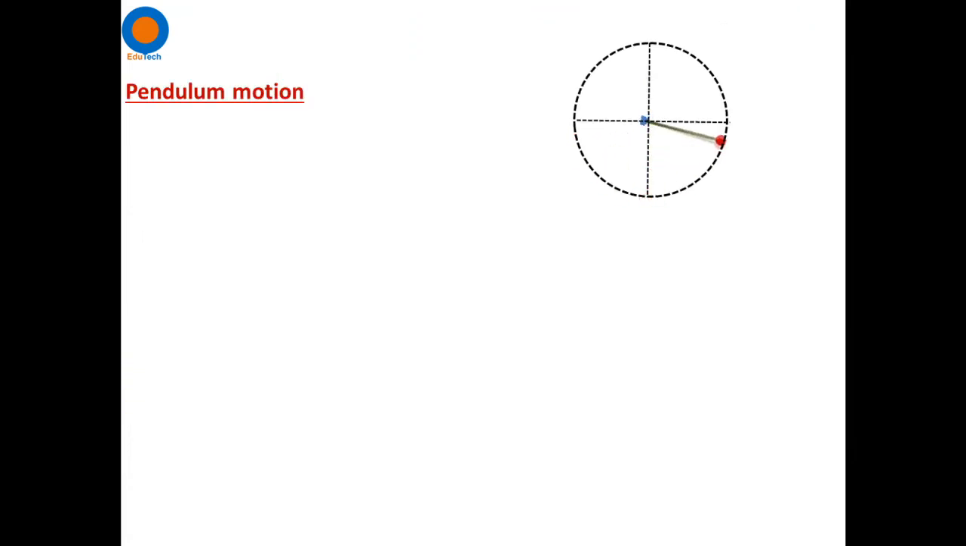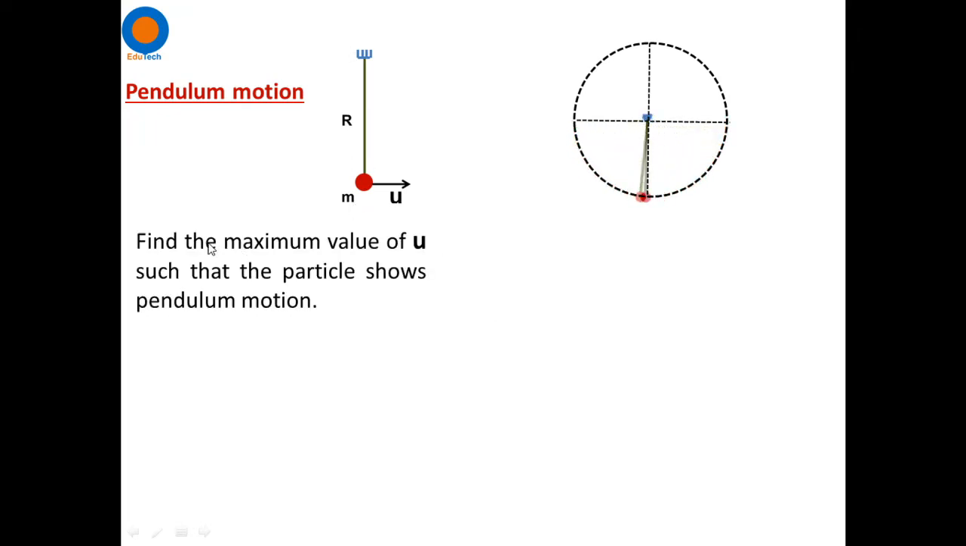Now see our problem number 2. What should be the condition on the initial velocity such that it shows pendulum motion like this one? Think over it. If the initial velocity is greater than root 5 gr, definitely it will complete the circle. If it is less than that, but how much less, we will see right now. Again, the same system: a particle of mass m attached to a string, initial velocity u. The question is, find the maximum value of u such that the particle shows pendulum motion.